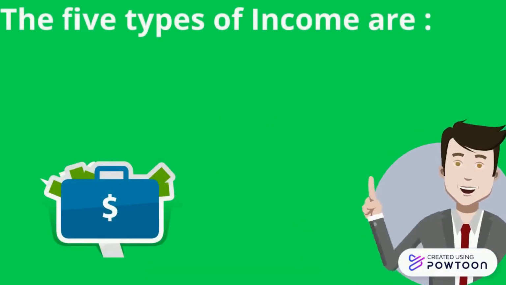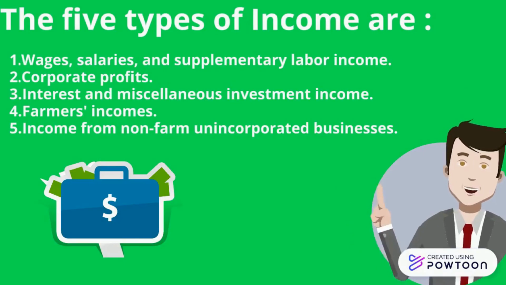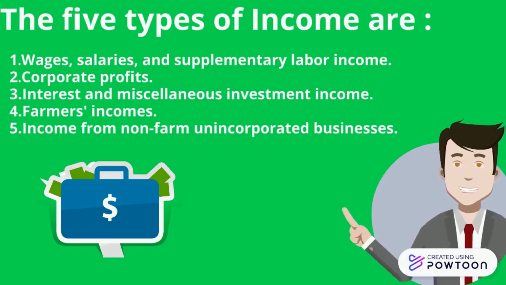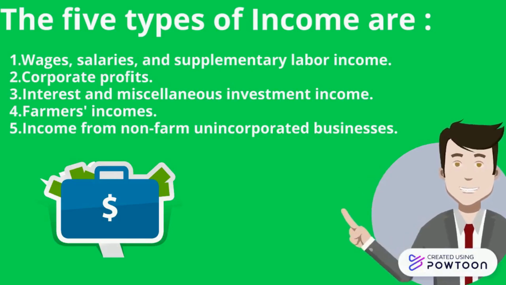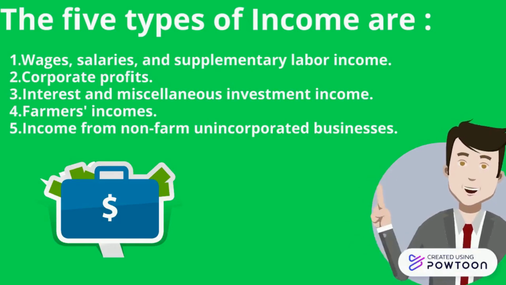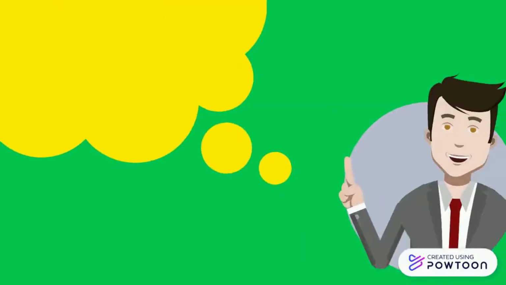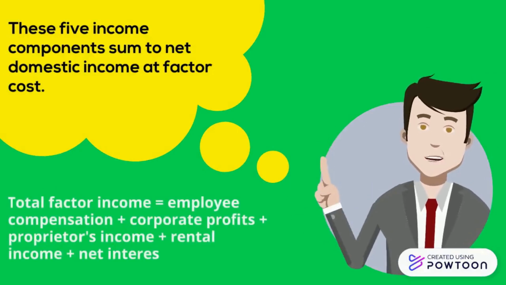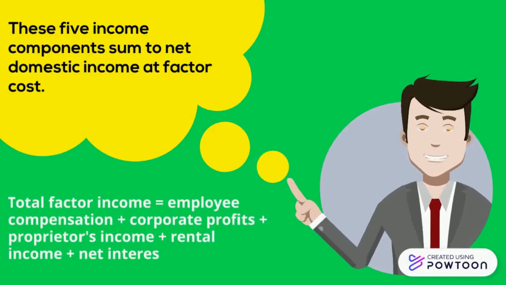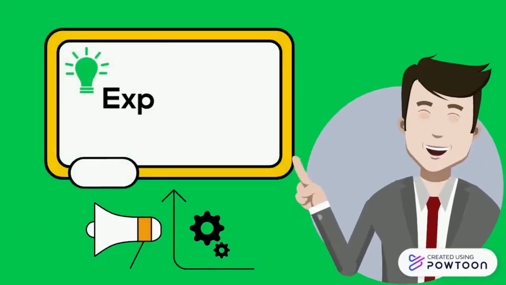The 5 types of income are: 1. Wages, salaries, and supplementary labor income. 2. Corporate profits. 3. Interest and miscellaneous investment income. 4. Farmers' incomes. 5. Income from non-farm unincorporated businesses. These 5 income components sum to net domestic income at factor cost. Total factor income equals employee compensation plus corporate profits plus proprietors' income plus rental income plus net interest.